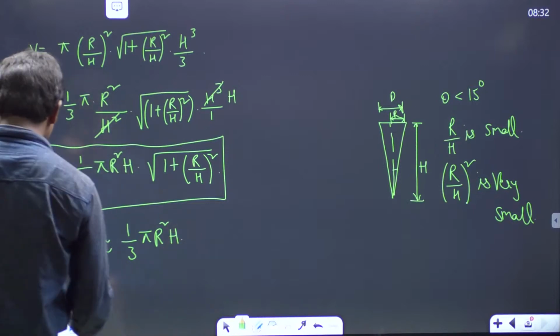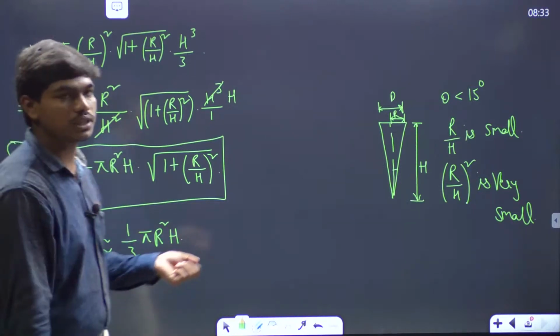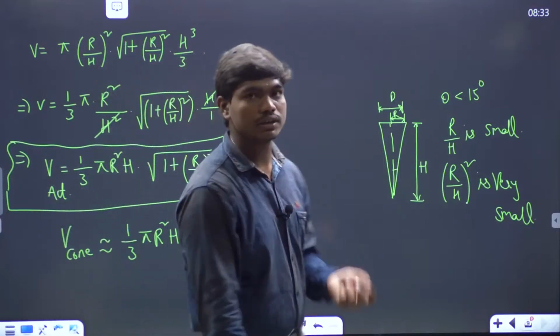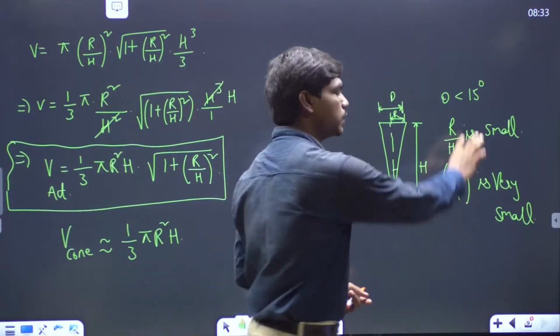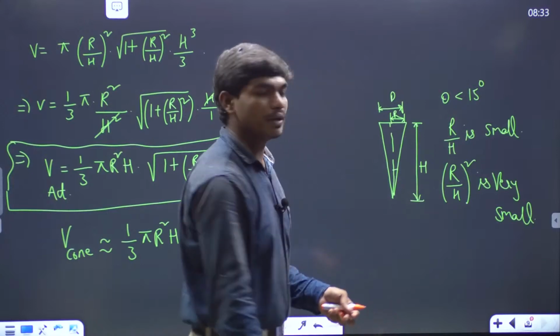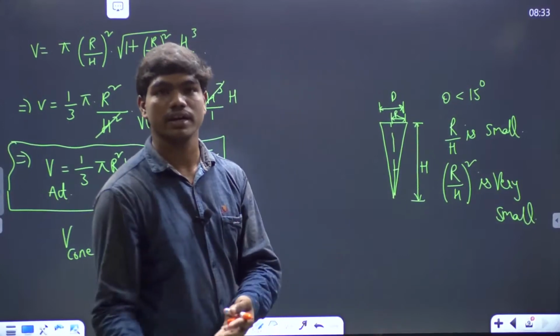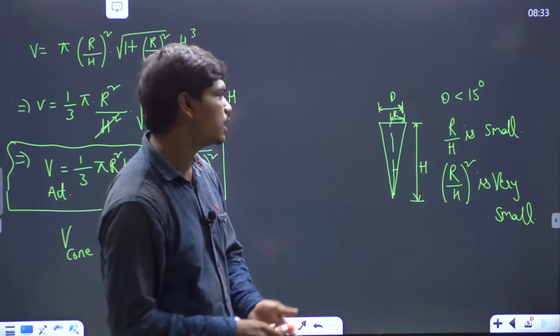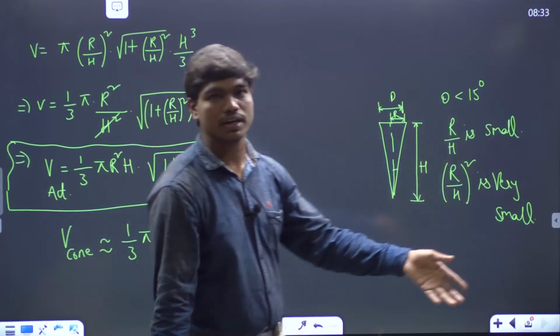Okay, so this is how you see in 8th class books and 9th class books the volume of a cone as 1/3 pi r square h, because this ratio r by h in practice is very small. You might have studied this. The semi-cone angle is 12 degrees, 13 degrees, things like this. So tan 15 value is very small, correct?